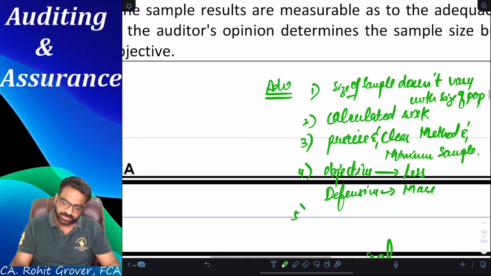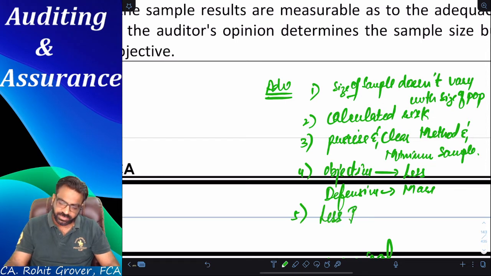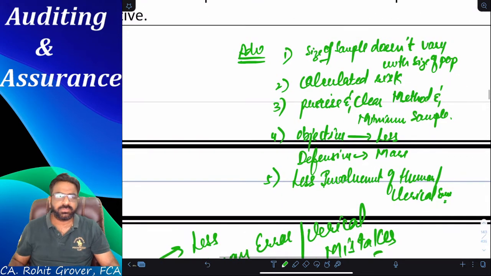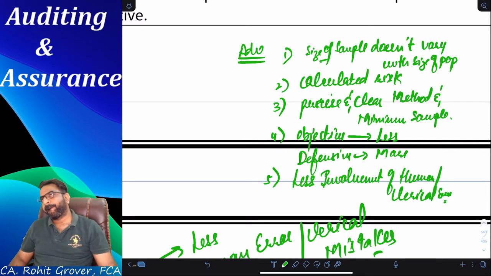Point number 5, less involvement of human or clerical errors. Well, it should be more objective, right? More objective? No, it should be less objective. What do you mean by objectivity? Unbiased. Yes.